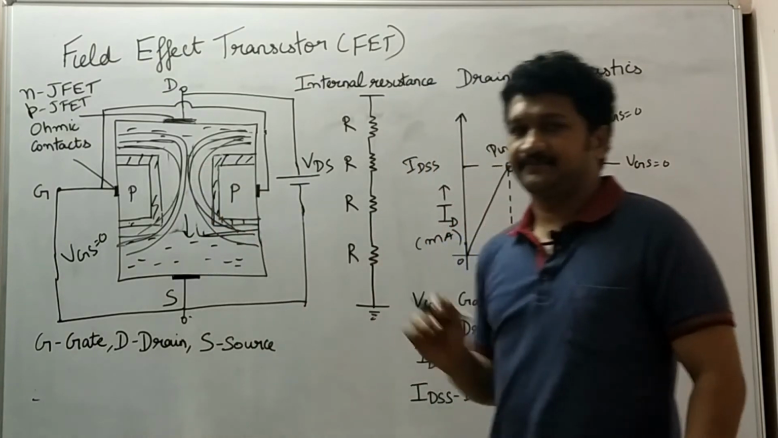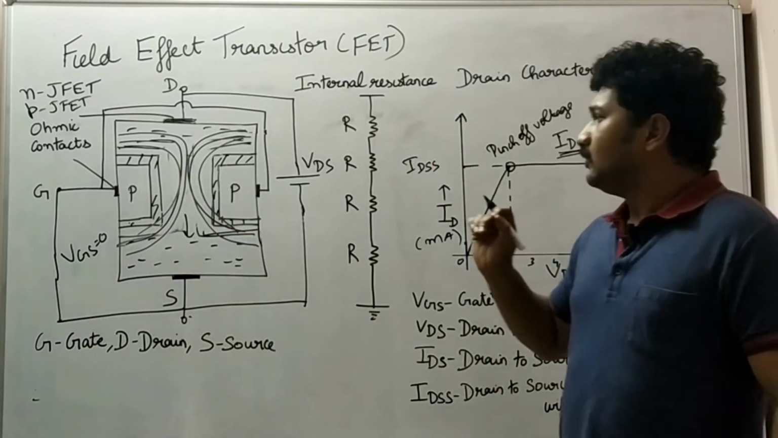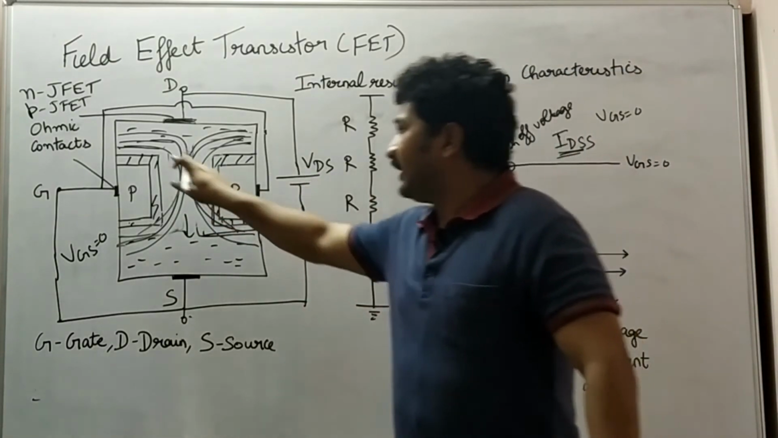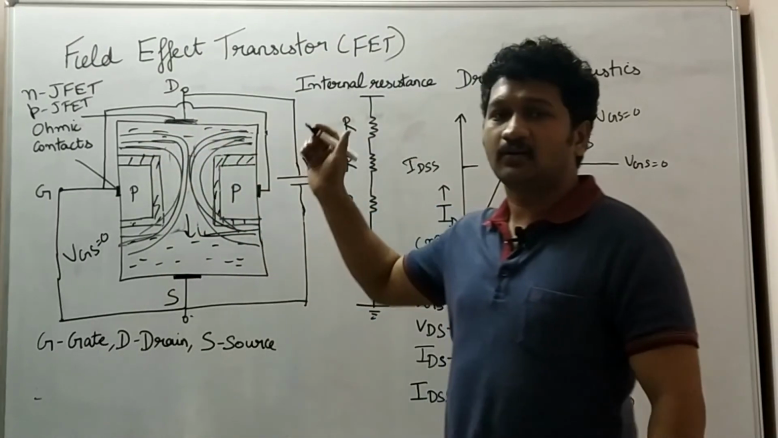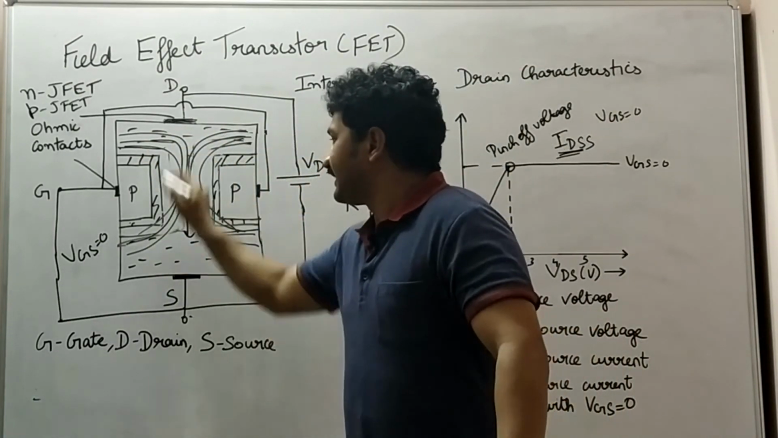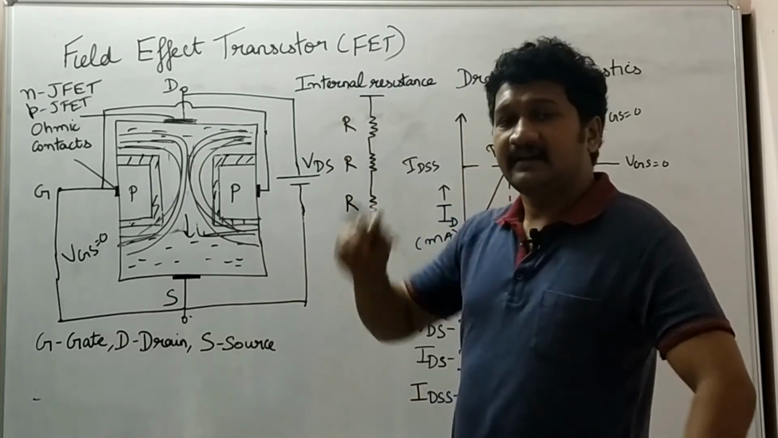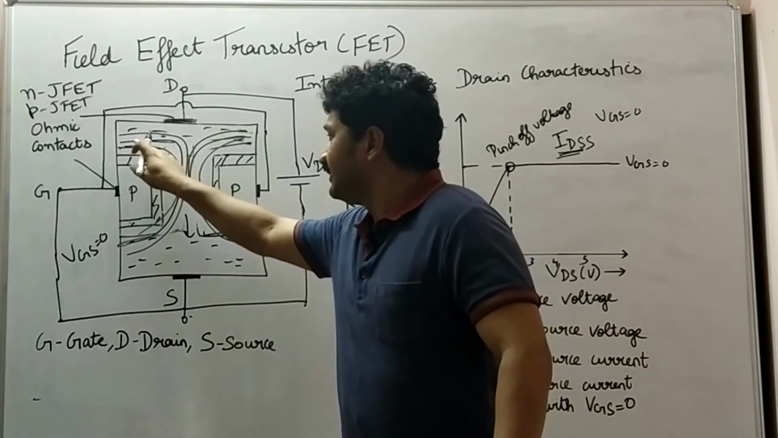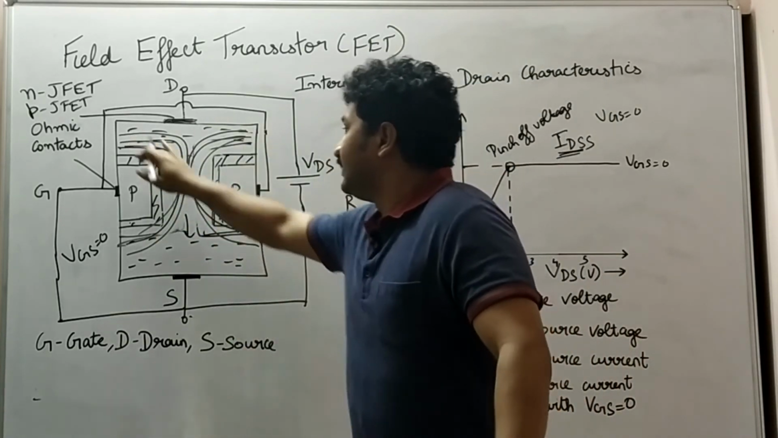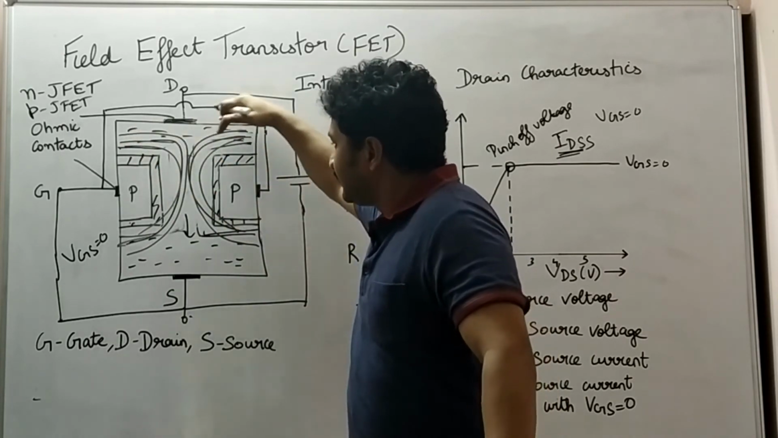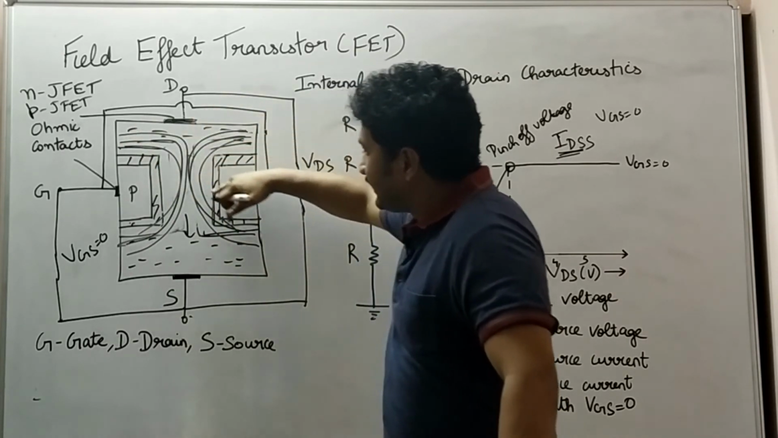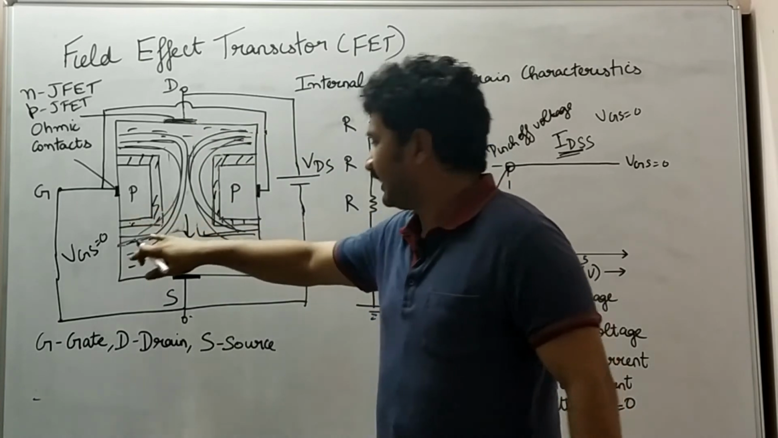Now, I am going to tell why this depletion region. Previously, I drew the depletion region in a rectangular pattern, even pattern. But in practical case, the depletion region increases in this manner. Top will be more. It will curve more at the top and lesser at the bottom.